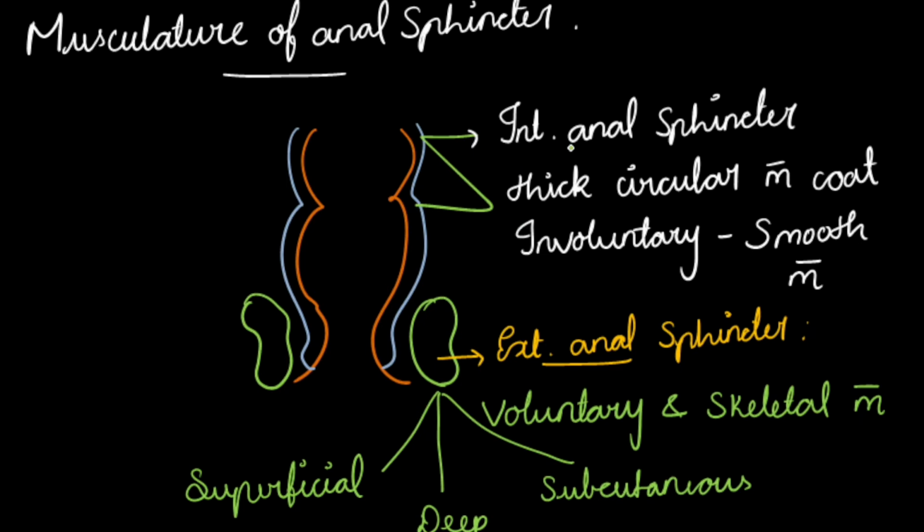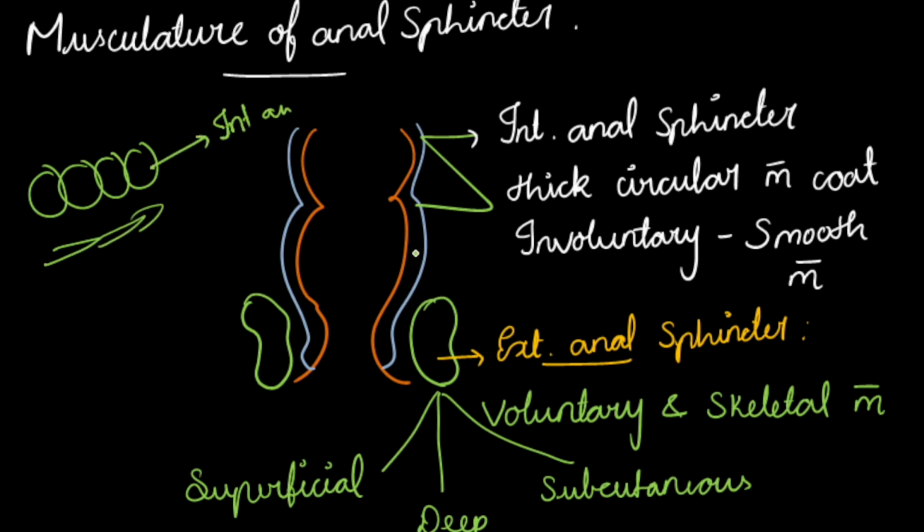So first one is the internal anal sphincter. We all know the intestinal wall musculature. In the intestinal wall, we will have a circular muscle coat and a longitudinal muscle coat, and this internal anal sphincter arises from the circular muscle coat. You can see here it extends directly from the rectum up to the anal canal. It becomes very thick and forms the internal anal sphincter, and it is involuntary in nature because of the smooth muscle. And this external anal sphincter is voluntary in nature and is made of skeletal muscle, and it is divided into three parts: superficial, deep and subcutaneous.